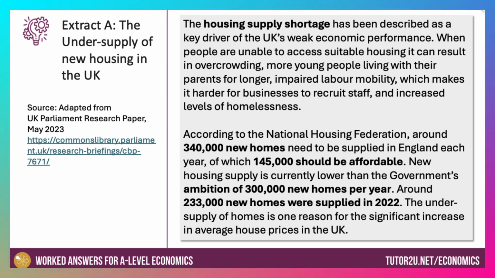According to the National Housing Federation, we need to build over a third of a million new homes each year in England, and they reckon about 40% of them should be affordable. But despite the government's ambition of building 300,000 new homes per year, only around 230,000 homes were built in 2022.